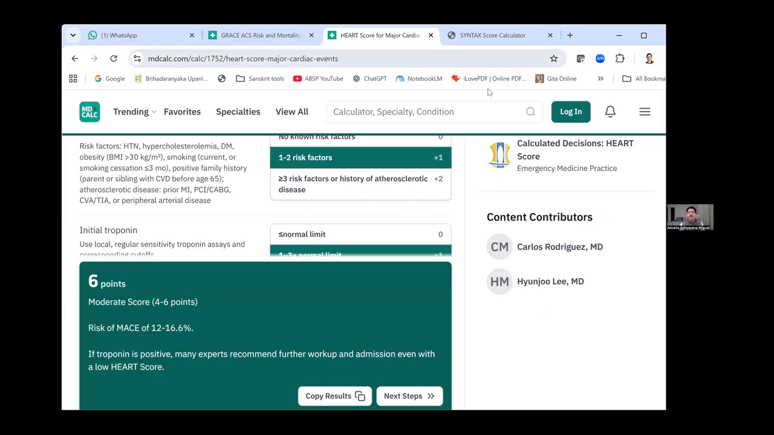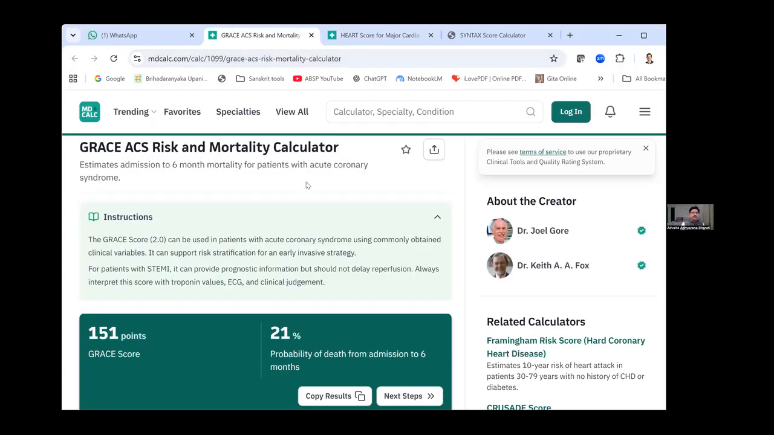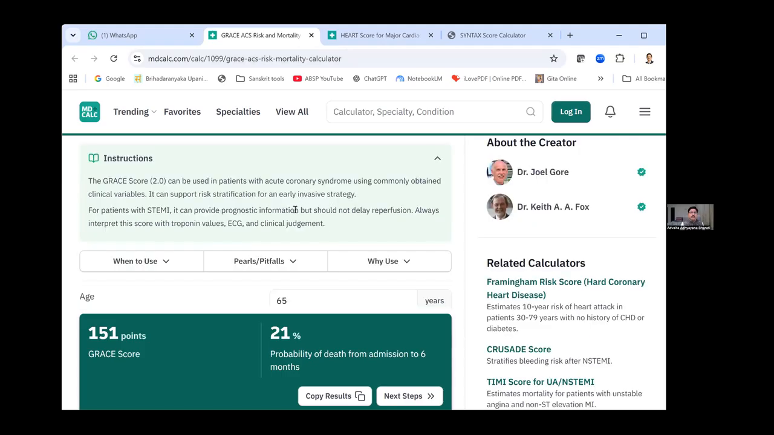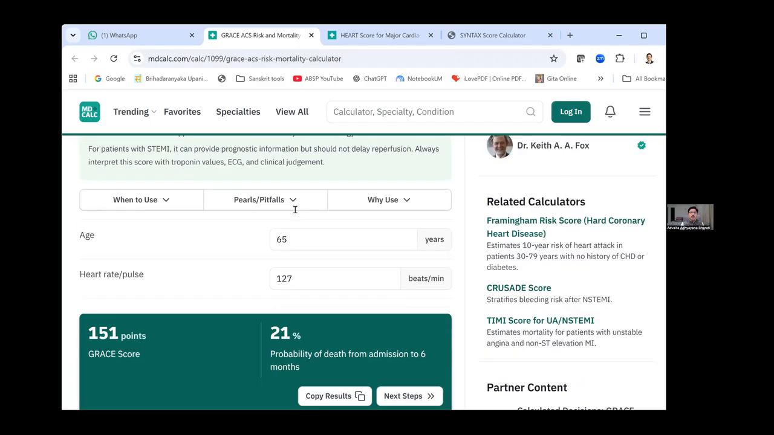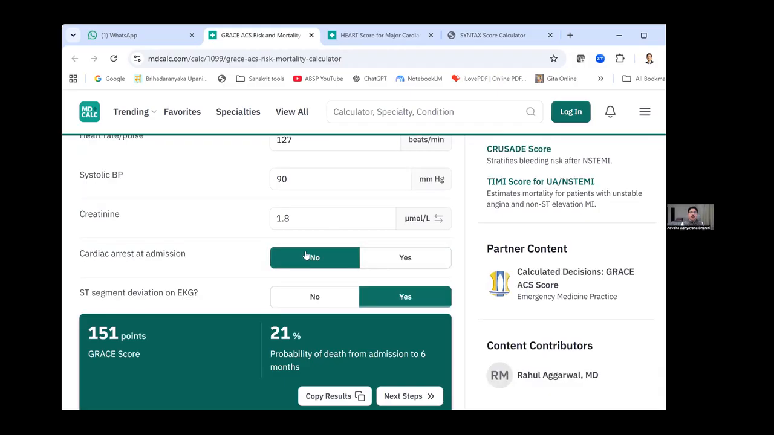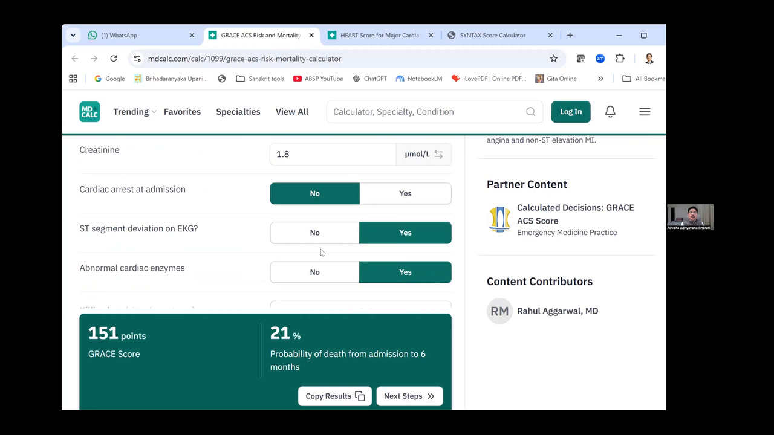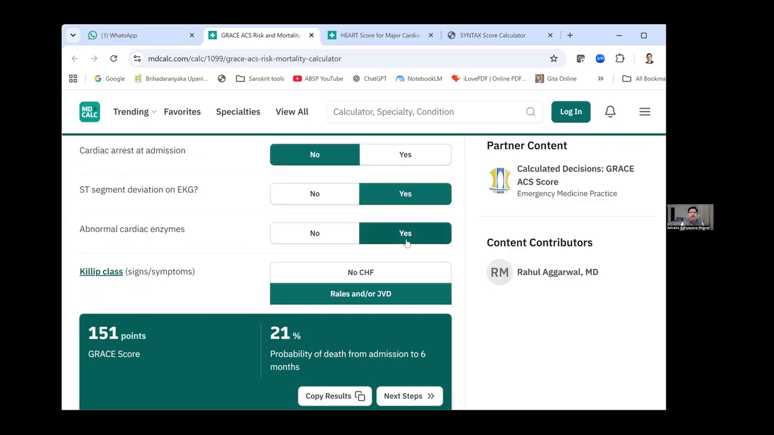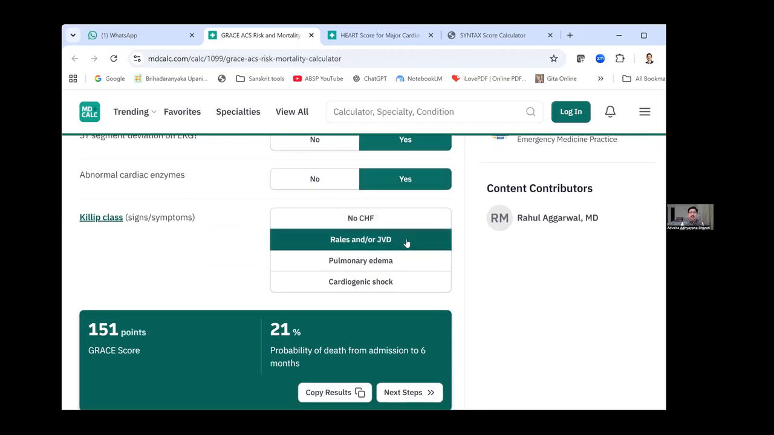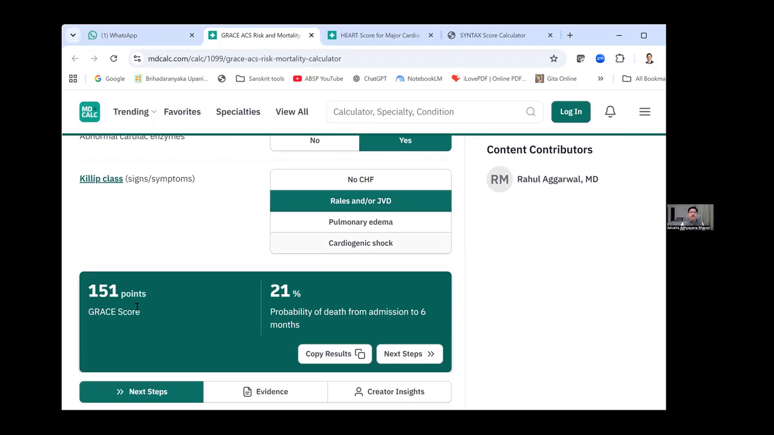Now, we will look at the GRACE score, GRACE risk. GRACE score, you see here. GRACE risk calculator. Okay, what is the age of the patient? I put 65, heart rate is 127, BP is 90, creatinine is 1.8, cardiac arrest, no, ST segment deviation, yes, abnormal cardiac enzyme troponin, yes, Killip class, rales and JVP, and then you have the score of 151. I told you anything above 140, you have to take him to the cath lab.